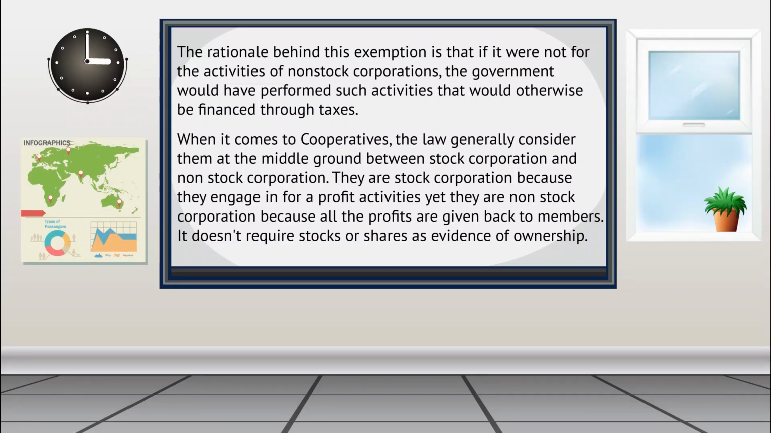The rationale behind this exemption is that if it were not for the activities of non-stock corporations, the government would have performed such activities that would otherwise be financed through taxes. When it comes to cooperatives, the law generally considers them the middle ground between stock corporation and non-stock corporation. They are stock corporations because they engage in for-profit activities, yet they are non-stock corporations because all the profits are given back to members. It doesn't require stocks or shares as evidence of ownership.